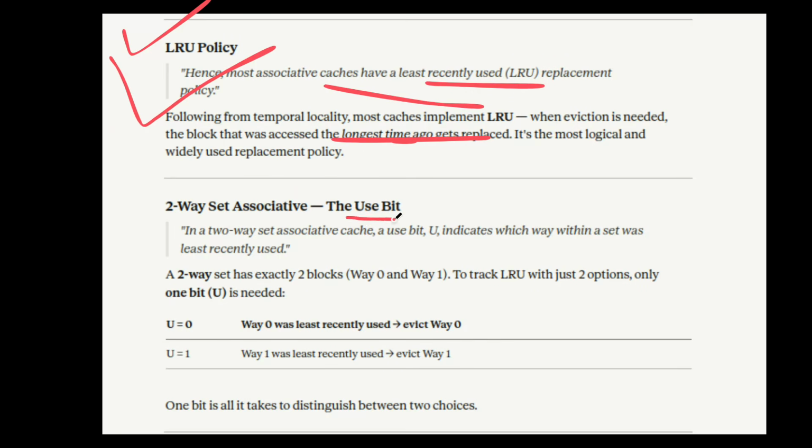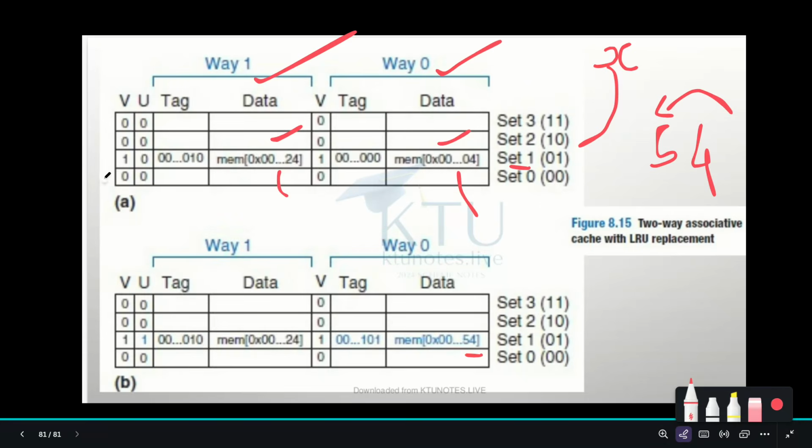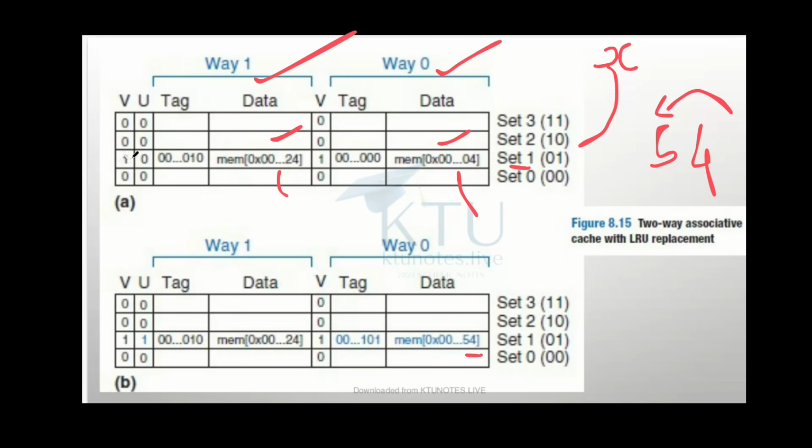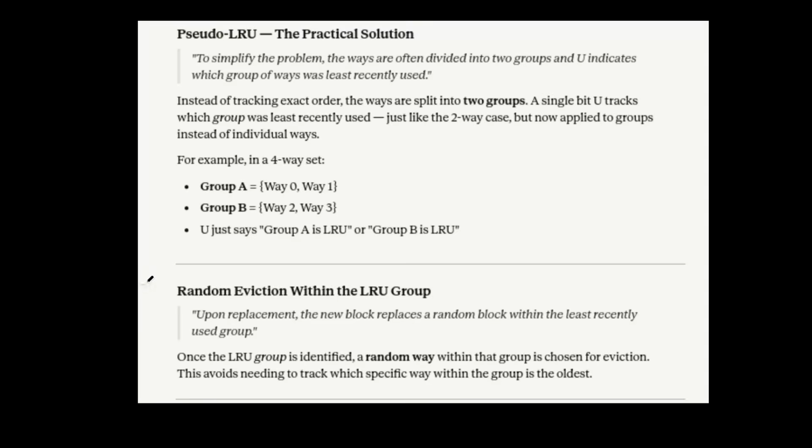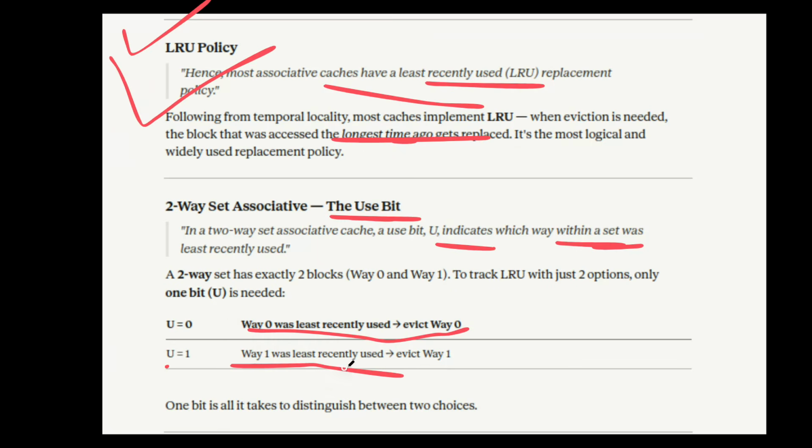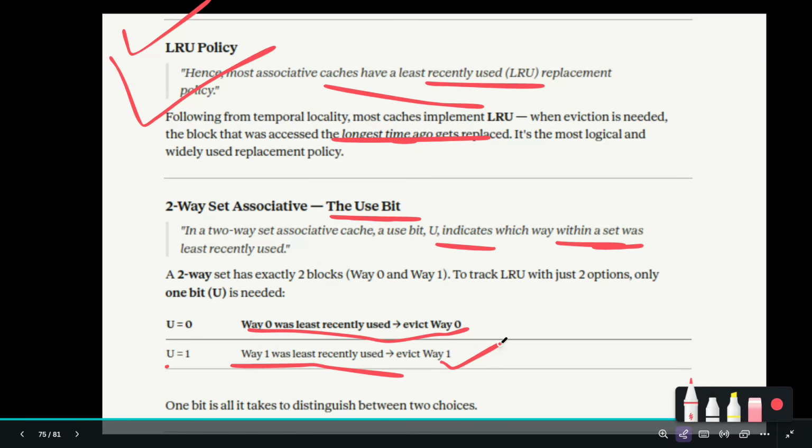So here there is a use bit. That is, in a two-way set associative cache, a use bit U indicates which way within a set was least recently used. A two-way set has exactly two blocks, way 0 and way 1. With just two options, only one bit is needed: U equal to 0 means way 0 was least recently used, and U equal to 1 means way 1 was least recently used. So if U is equal to 1, evict way 1.